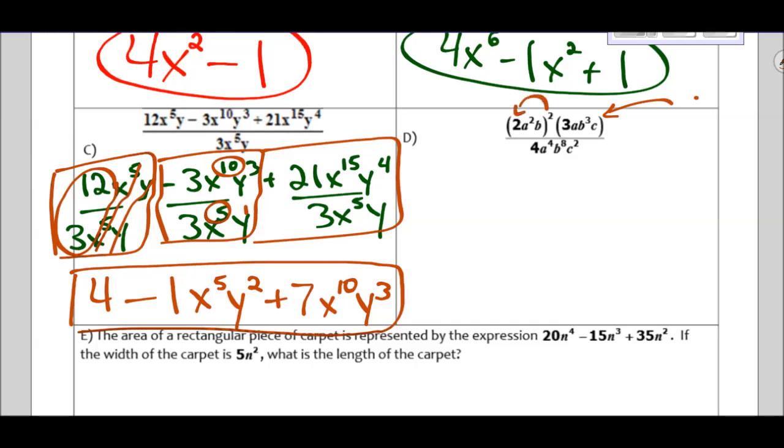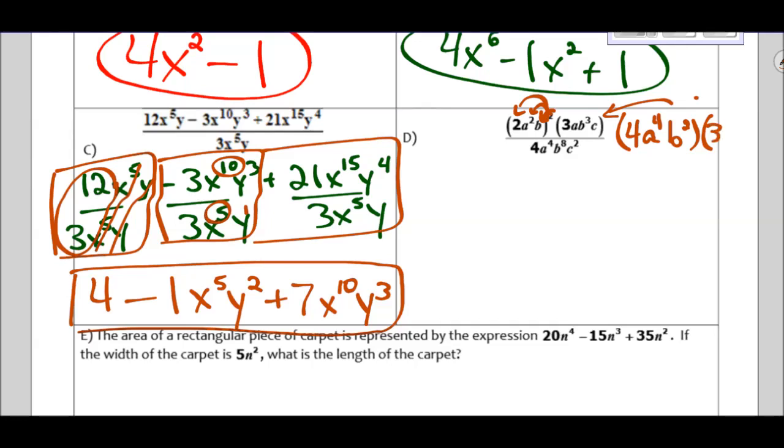That 2 gets distributed into all 3 of those pieces of that first part. 2 squared is 4. A to the 2nd raised to the 2nd power, we're multiplying those exponents, that becomes a to the 4th. And we multiply these exponents. 2 times 1 becomes 2.